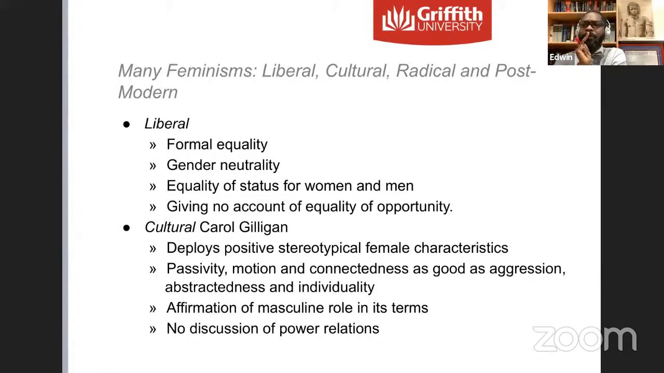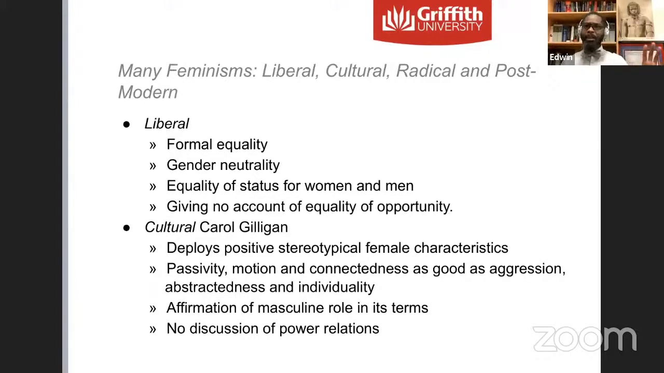Anyway, so cultural feminism, in this instance, I'm going to speak about Carol Gilligan's approach to this, and her background is psychoanalysis, so very different from the background of the other liberal feminists that tended to be political theory and lawyers in terms of the disciplinary background. But Carol Gilligan talks about cultural feminism, which in essence deploys positive stereotypical female characteristics.